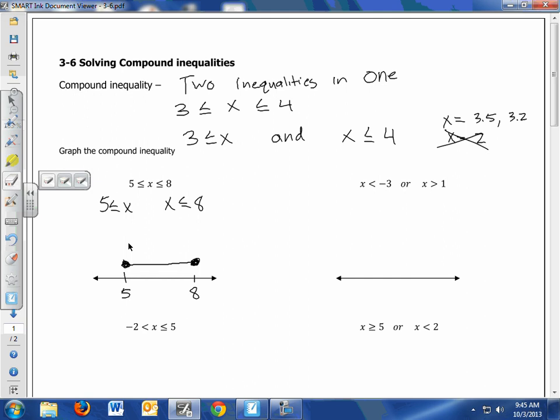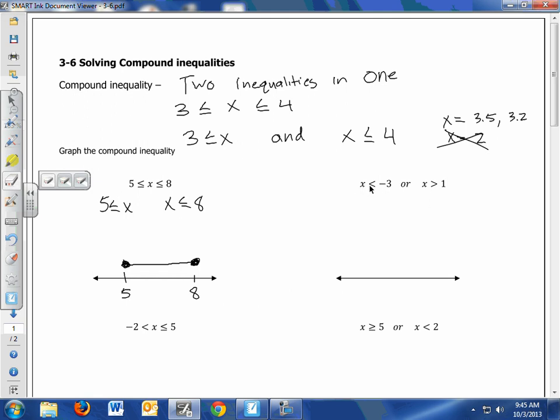So that is an example of an and statement. We have to be between 5 and 8. Here is an or statement. Well, we can see what x equals. Any number between 5 and 8, right? Yeah, any number, right? I plug in any number between 5 and 8, and that will work in this statement.